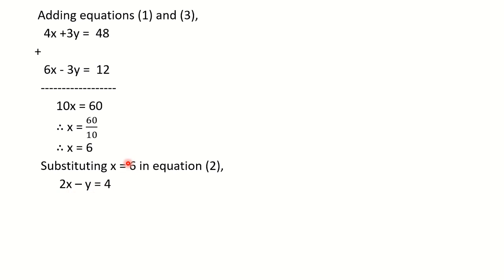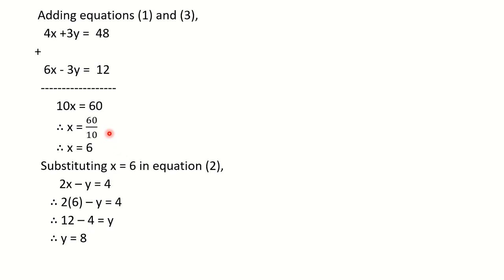In place of x we are writing 6. So what will we write? 2 inside the bracket 6 minus y is equal to 4. 6 into 2 is 12. So write down that 12, and see, this plus 4 is shifted to LHS, so it became minus 4, and minus y is shifted to RHS, so it became plus y, and from that we got y is equal to 8.